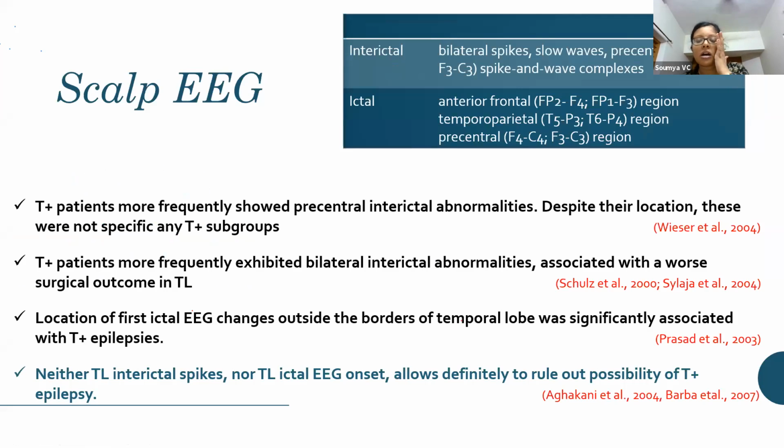So this is the first step, that is, identifying it clinically. Now coming to investigations, the first line investigation will be a scalp EEG. Earlier studies conducted from 2000 to 2004 by various authors found that temporal plus epilepsy patients more frequently showed precentral and bilateral interictal abnormalities. Also, the location of the first ictal change outside the borders of the temporal lobe was significantly associated with temporal plus epilepsies rather than classical TLEs.